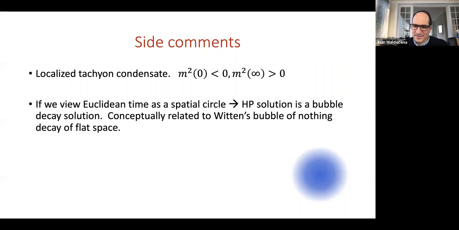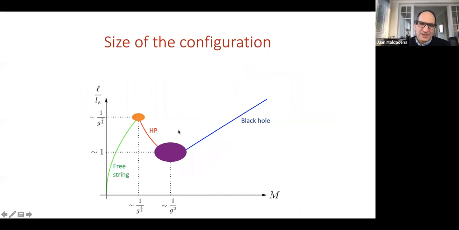Now it's interesting to draw the size as a function of the mass. So we have the black hole whose size is linear in the mass. We approach this region, which we cannot treat, that's this correspondence point. Then we have this Horowitz-Polchinski curve. And then the free string has a size that increases as the mass increases.